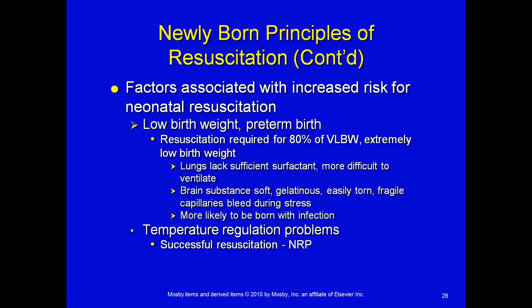Resuscitation is required for about 80% of the low birth weight neonates. The lungs often lack sufficient surfactant, so it's more difficult to ventilate them, not from the standpoint of putting the mask on the face and squeezing the bag and making the chest rise, but it does require a greater negative pressure to get those alveoli to pop open. The brain substance is soft and gelatinous. It's easily torn, very fragile capillaries that often cause brain bleeds during stress.